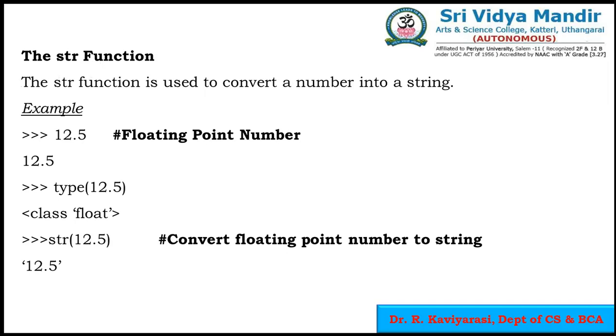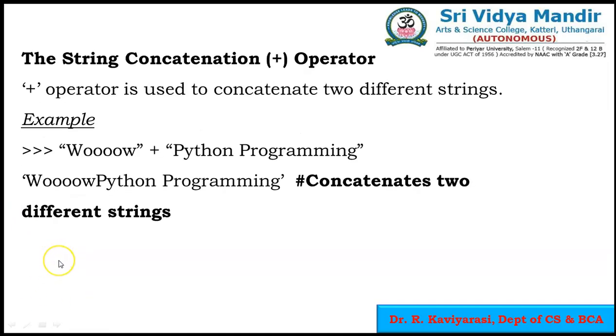The next one, the str function. Actually, str is the built-in function which converts a number into a string, while int and float convert a string to int or float. But the str function is used to convert a number to a string. Here, we have taken a floating point number, that is 12.5, but 12.5 can be converted to a string with the help of the str function. Str of 12.5 provides the string 12.5.